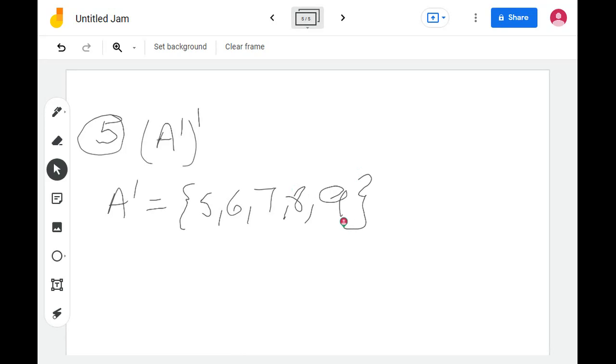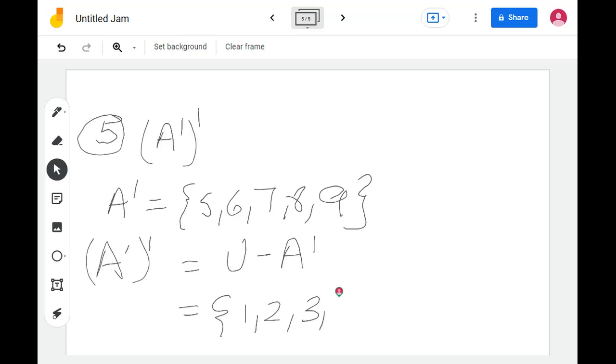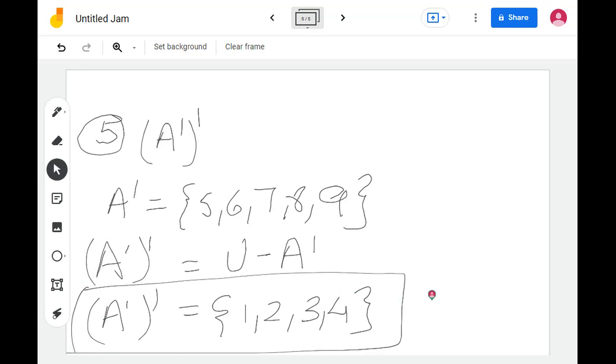So A complement's complement is equal to universal minus A complement. Universal we have 1 2 3 4 5 6 7 8 9, minus A complement 5 6 7 8 9. Okay, so we subtract, and what we get is 1 2 3 4. This is A complement's complement, the answer of the fifth part of question number 1. Now we shift to question number 2.